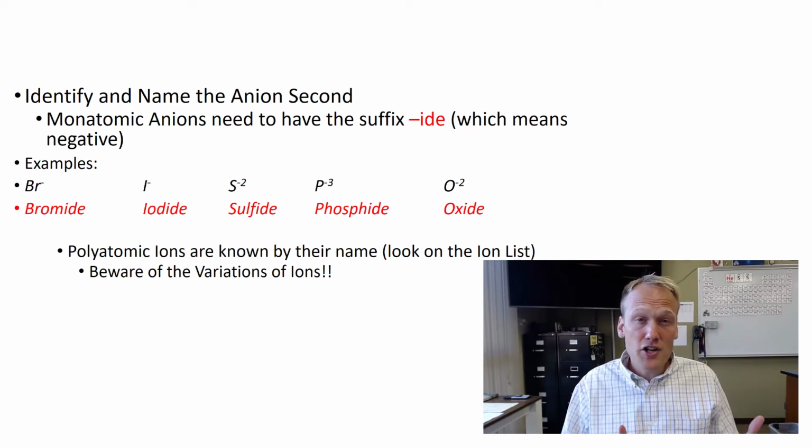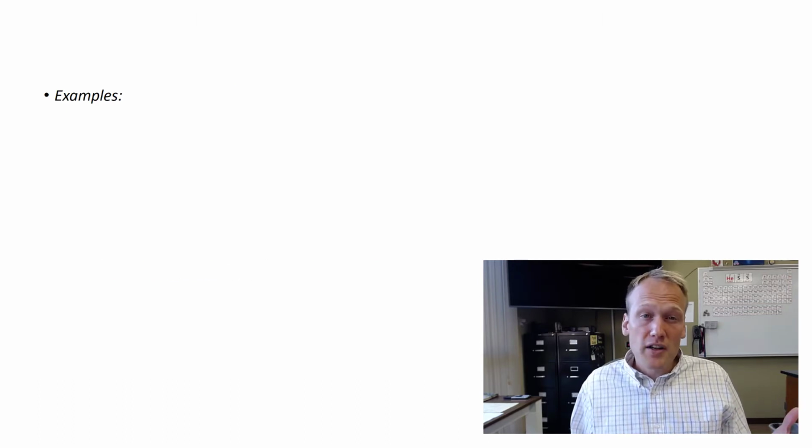Polyatomic ions that are on your list would just be written as they are. So sulfate is just sulfate, and nitrite is just nitrite. But make sure that you are getting the right variation, because there's a difference between nitrite and nitrate. Let's start applying this and walking through examples.